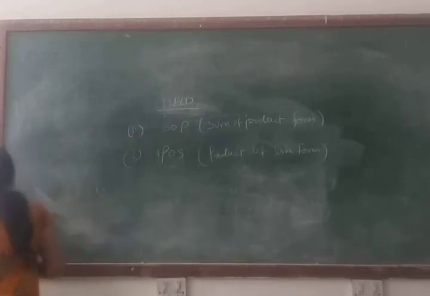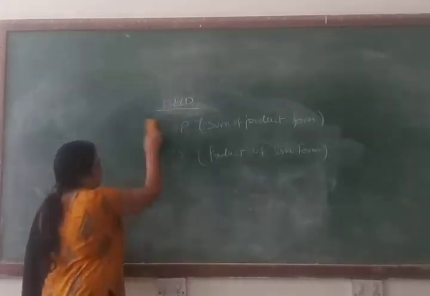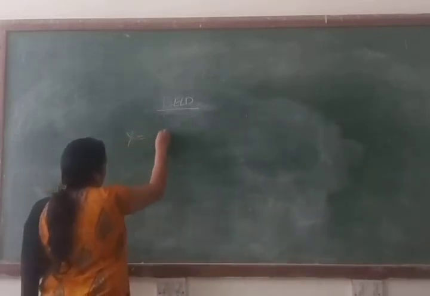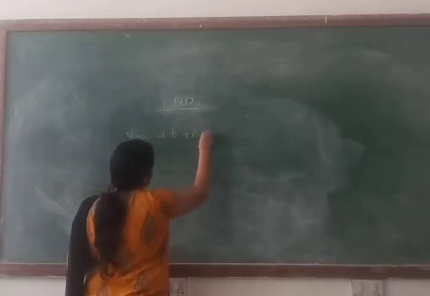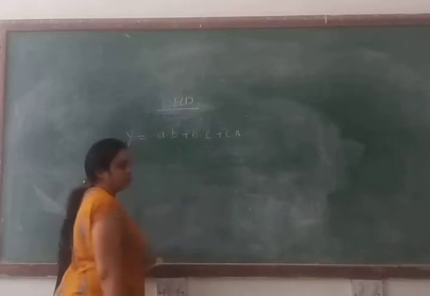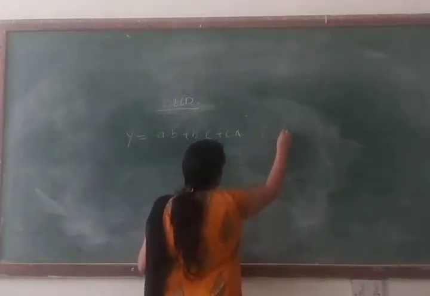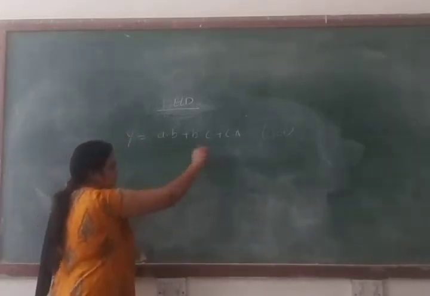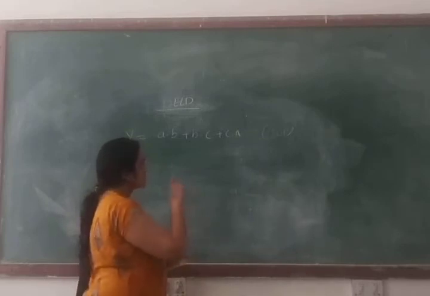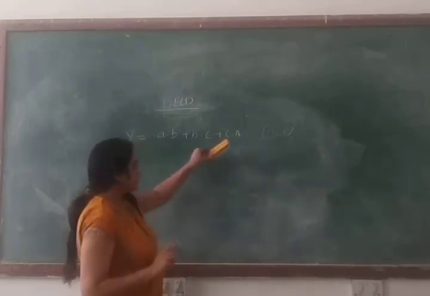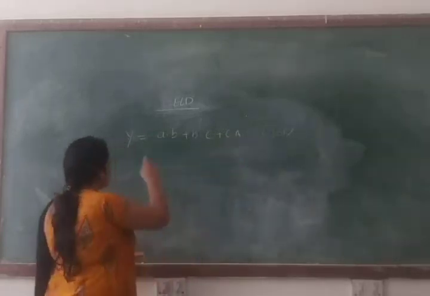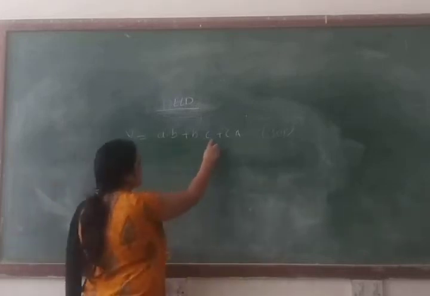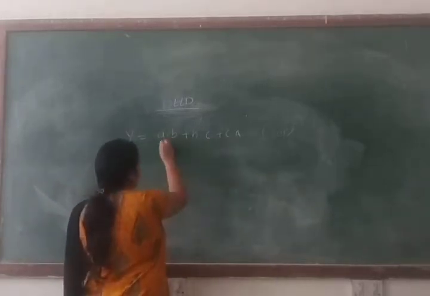So first we are taking an example for SOP. y equal to A dot B plus B dot C plus C dot A. This is your SOP form. SOP means sum of products. So in this example you can see this is the logical expression. We can represent a logical expression in SOP form or POS form. In SOP form you can see the logical expression y represents the output, and these are the literals A, B and C.